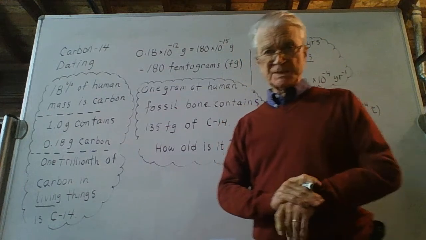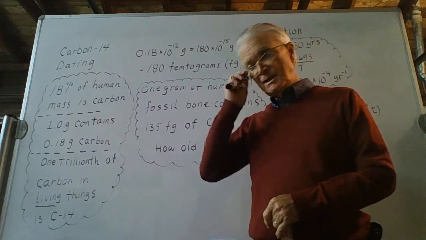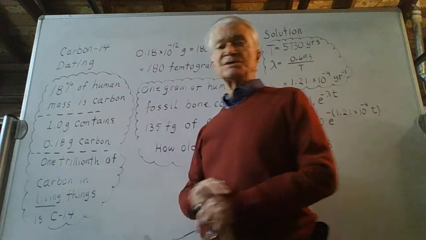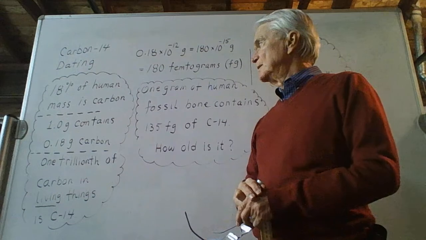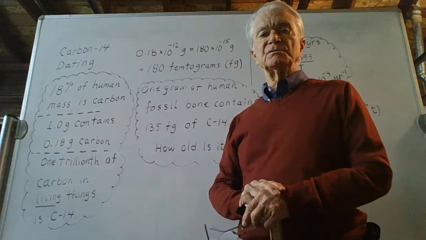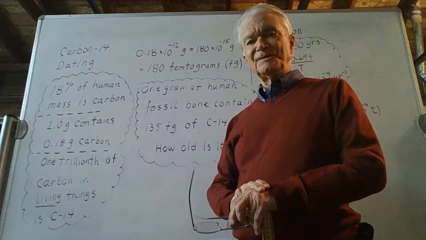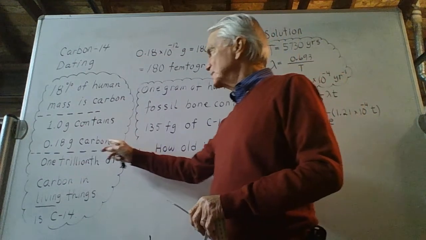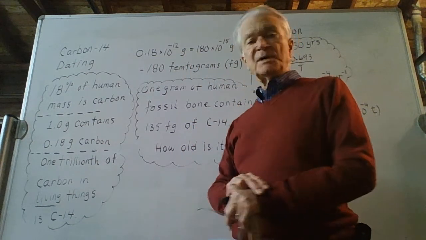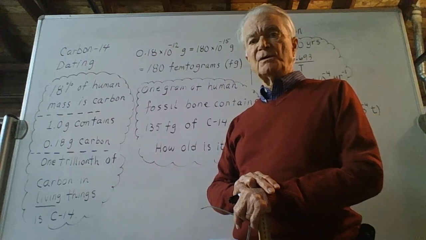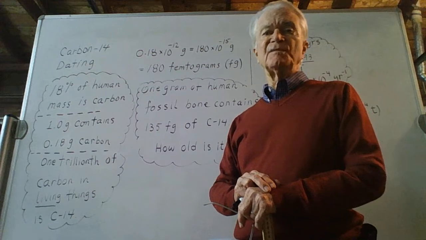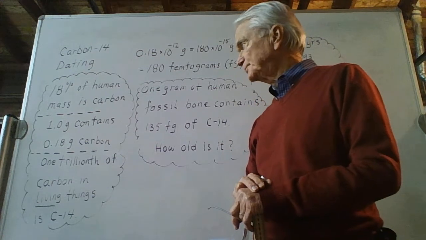In this video lecture, we discuss carbon-14 dating. 18% of human mass is carbon. That means 1 gram of living tissue or dead tissue or bone contains 0.18 grams of carbon. But of that carbon, 1/trillionth of it is the isotope of carbon called carbon-14, C14.